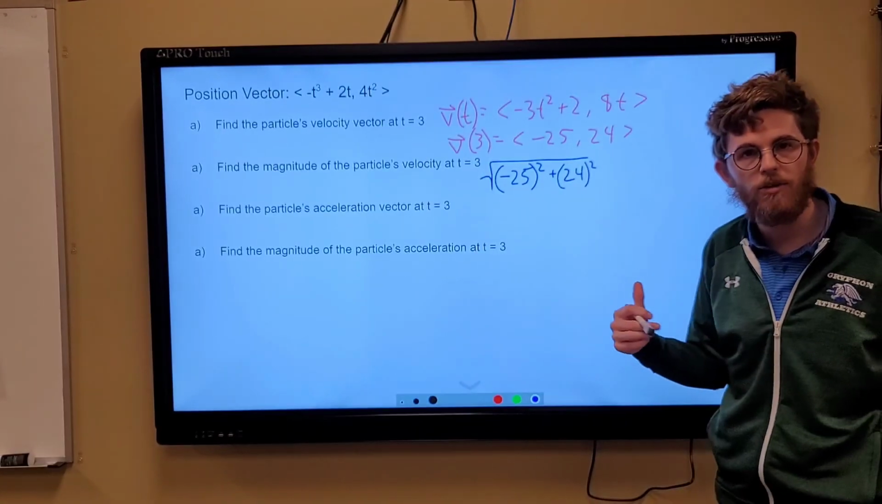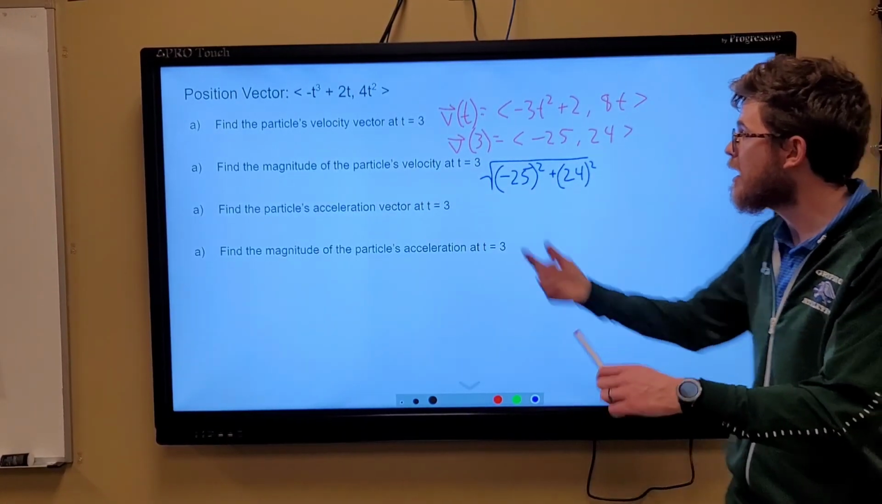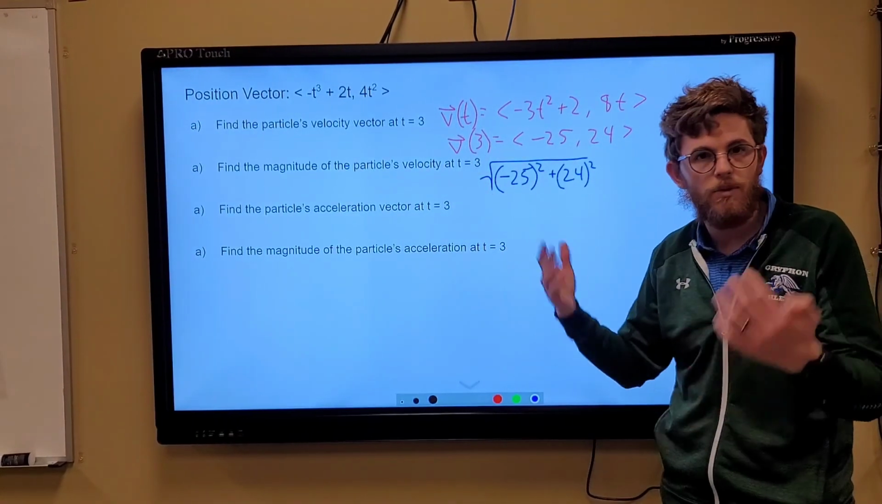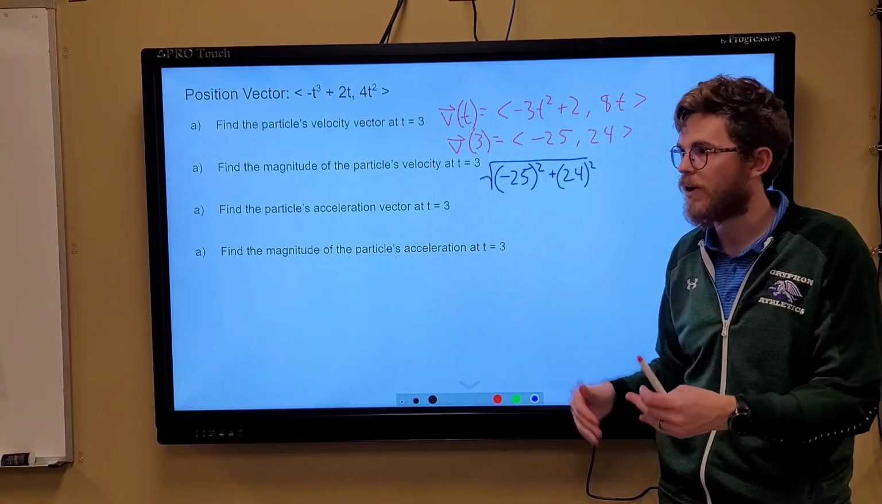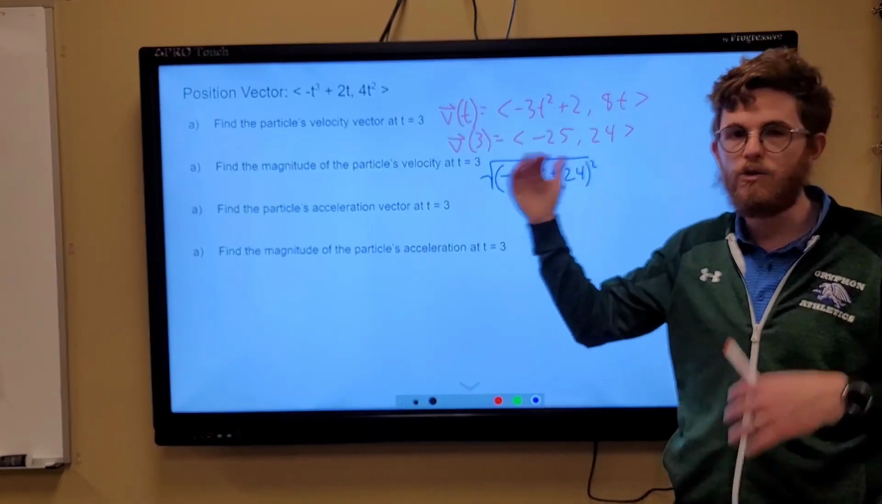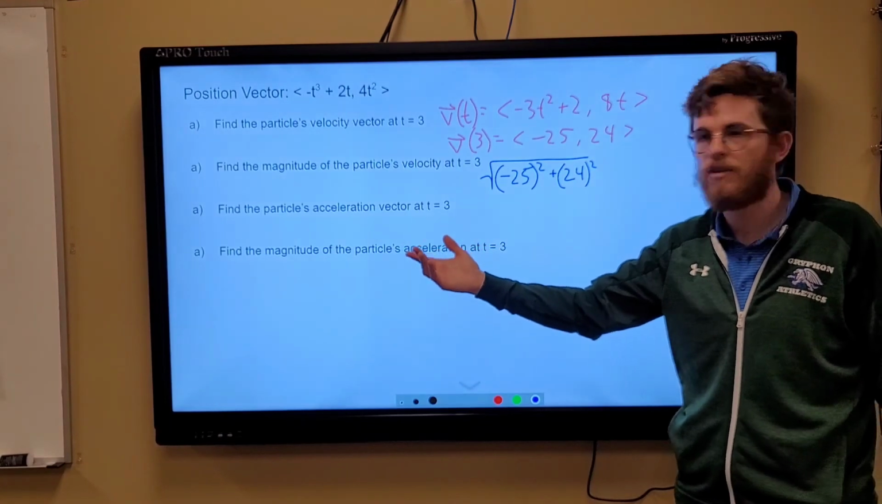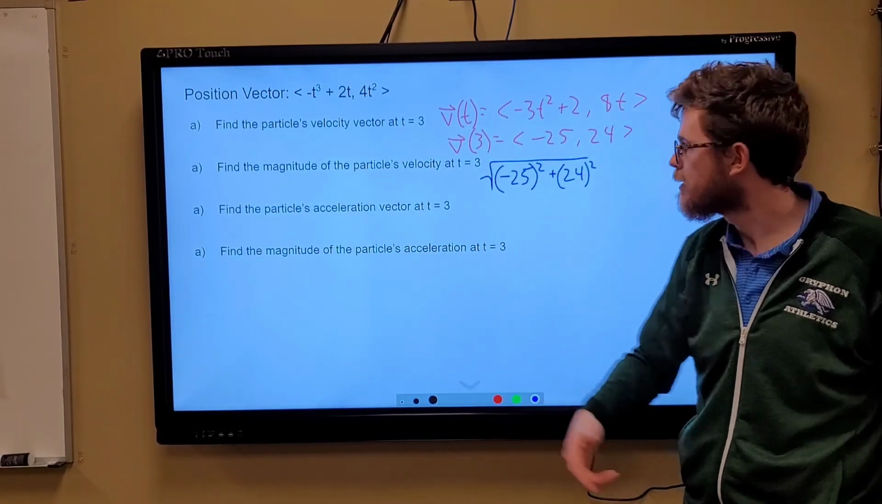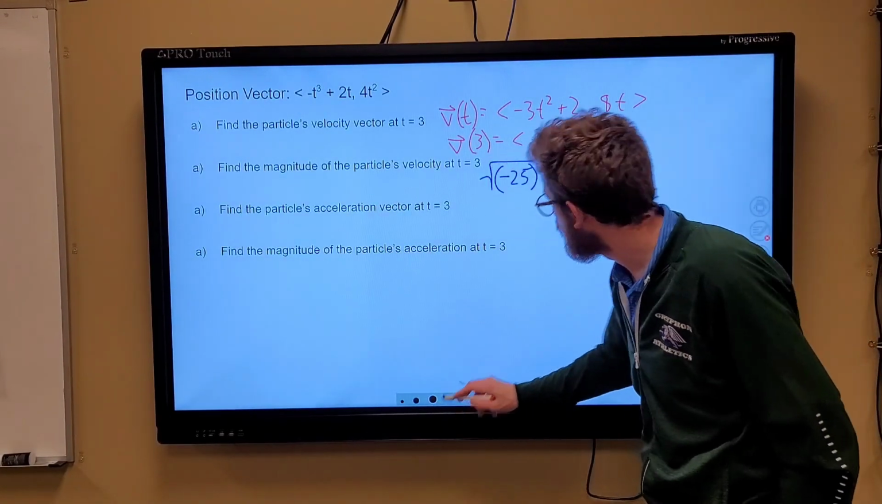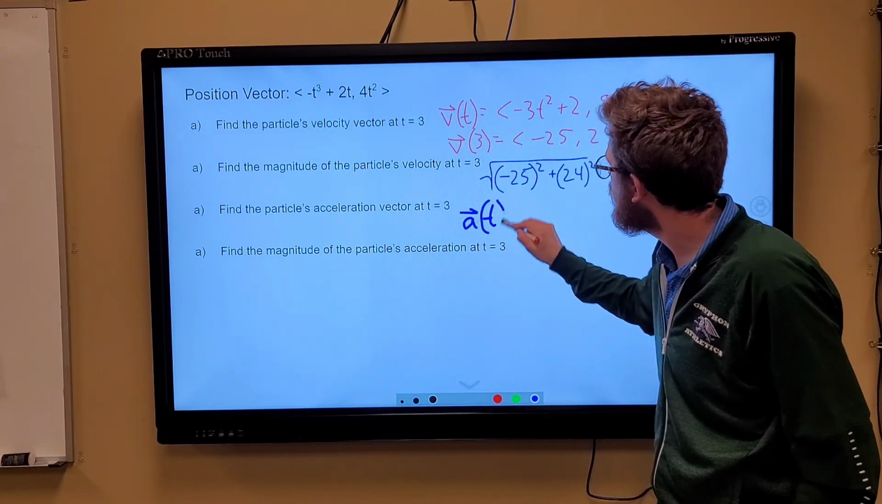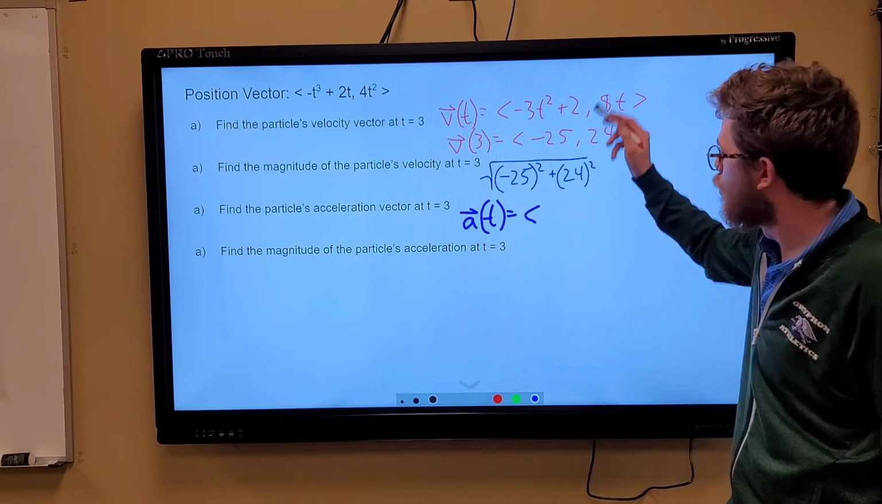I'm sure you could handle that. That would tell us our actual speed. And if we were given some units, like feet per second, units per minute, whatever, we could have units for that because velocity is a rate of change. Acceleration vector, we know we would take that second derivative. We're good at those.